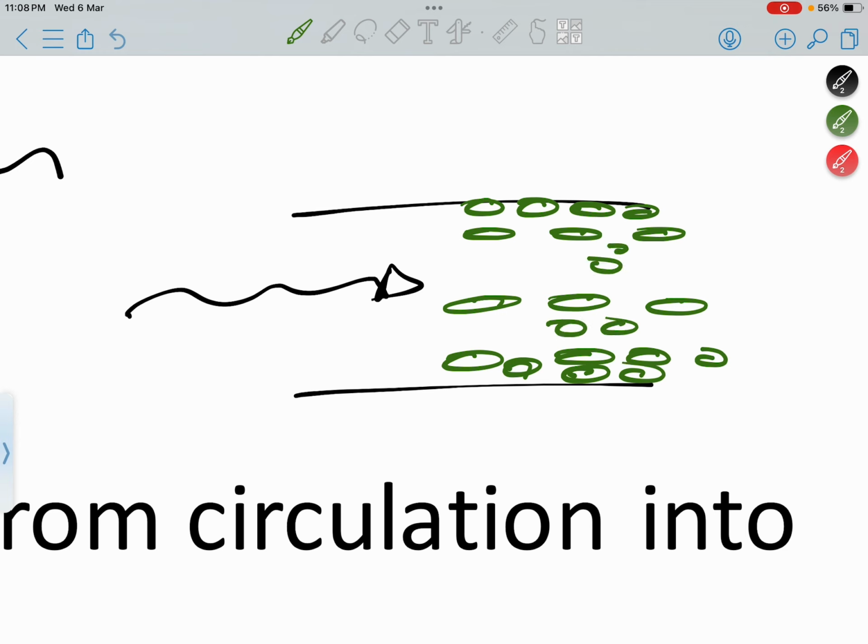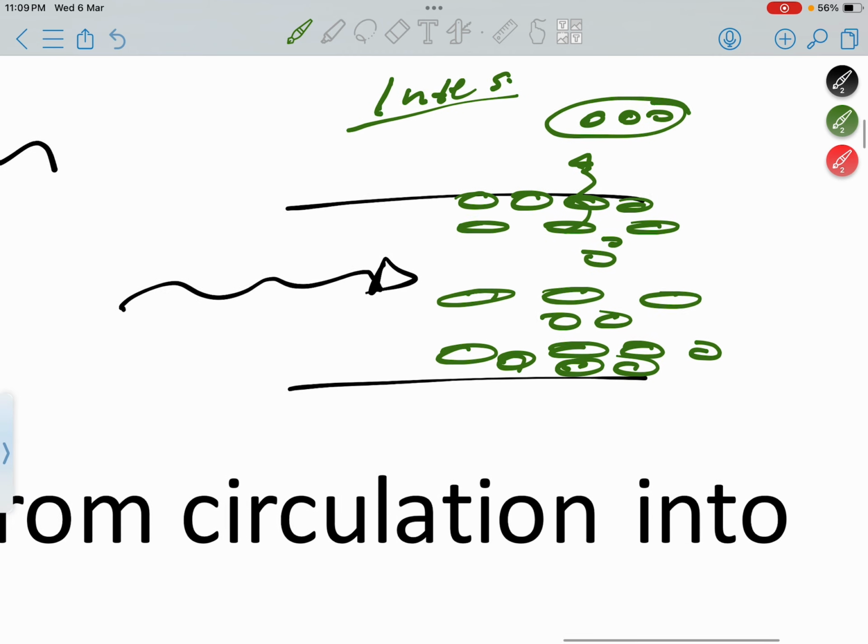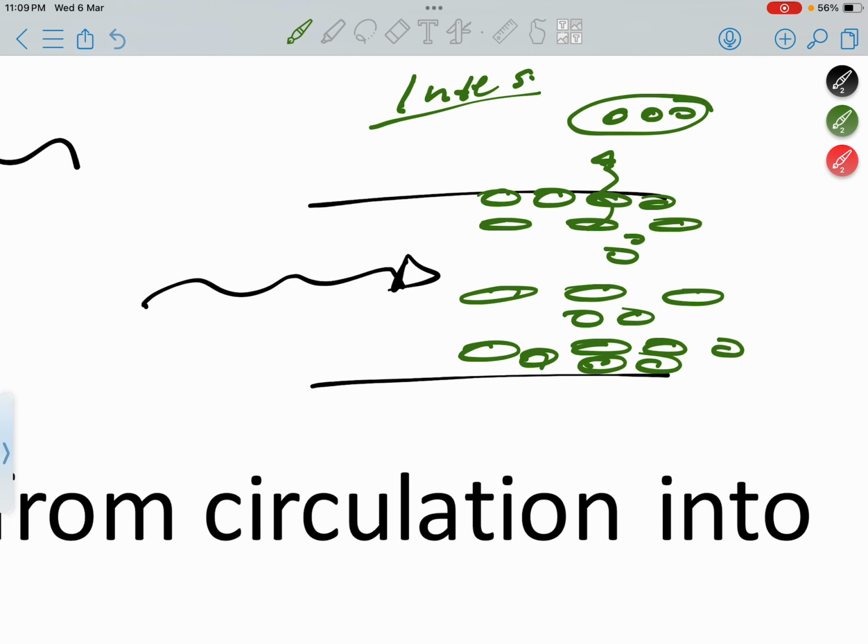This causes the fluid and molecules to pass to here, which is the interstitial space. So when there is an increase in BP or blood volume increases, it will cause the movement of molecules or fluid into the interstitial space.